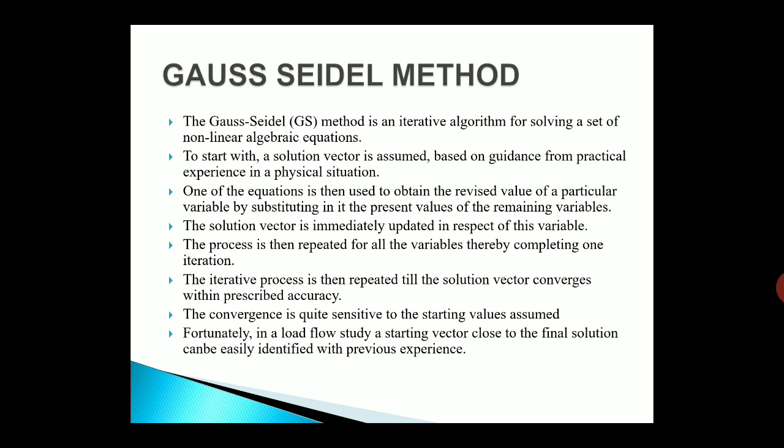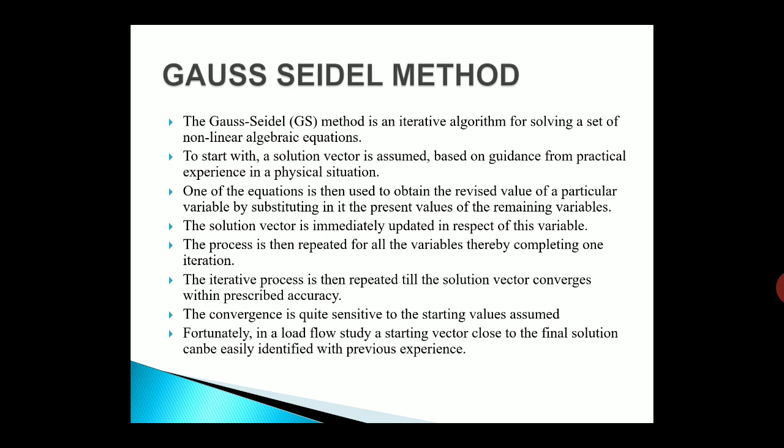One of the equations is then used to obtain the revised value of a particular variable by substituting in the present values of the remaining variables. Now you substitute that value, and the solution vector is immediately updated with respect to this variable. The process is then repeated for all the variables, thereby completing one iteration. So you use one value, solve for one bus, and go on solving for all the buses. Your input is a solution vector, and you get an updated answer vector.